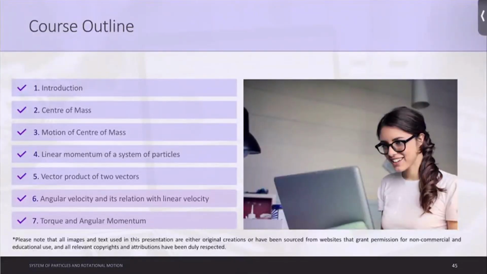So currently we are on the sixth topic, that is angular velocity and its relation with linear velocity. We have completed introduction, center of mass, motion of center of mass, linear momentum of a system of particles, vector product of two vectors, and currently we are on the sixth subtopic, angular velocity and its relation with linear velocity. After this is done, we will move on to the next concept, that is torque and angular momentum. Fine, let us move forward.